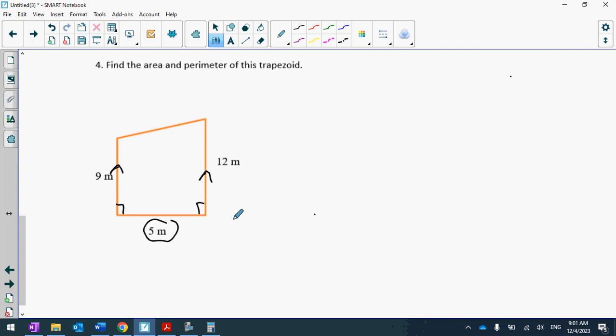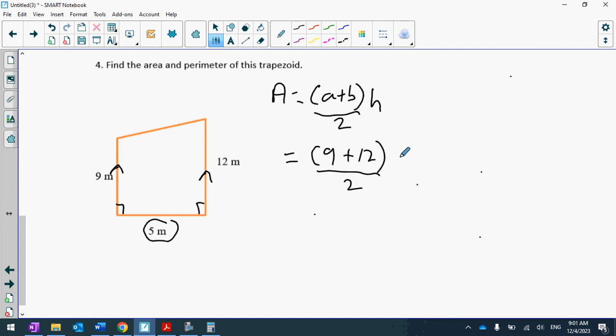So the area of this one's actually pretty easy because we have everything we need to know for the area. We have the two parallel sides, A and B, and we have the height, which is 5. So we can just go straight to the formula for the area. 9 plus 12 divided by 2 times 5. Let's see, that's 9 and 12 is 21. Divided by 2 is 10.5. Times 5, we should get 52.5 meters squared.